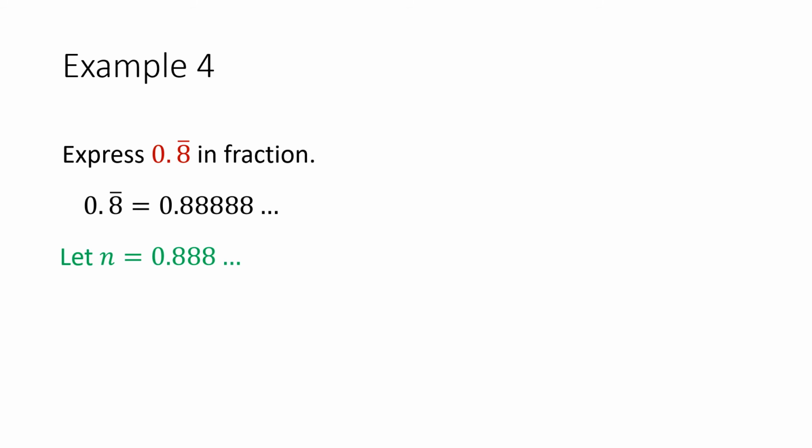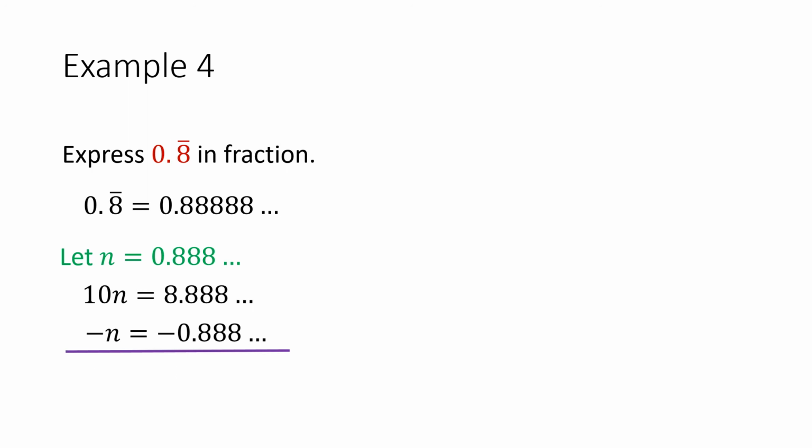Now, we have this as a formulation when you're working with non-terminating repeating decimals. We take note that n is equal to the non-terminating decimal, 0.888. Now, multiply both sides by 10. So we have now 10n is equal to 8.888, and so on. Now, deduct n from both sides. So we have now 10n minus n, and then you deduct 0.8888.